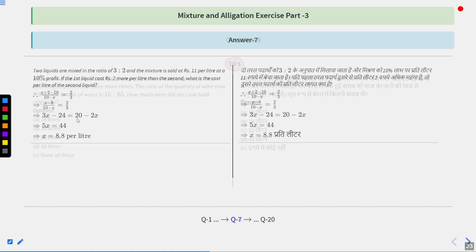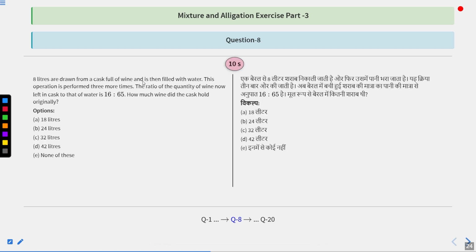Clear? Now next one. 8 liters are drawn from a cask full of wine and is then filled with water. This operation is performed 3 more times. The ratio of the quantity of wine now left in the cask to that of water is 16:65. How much wine did the cask hold originally? You have 5 options and 10 seconds to analyze the question. Your time starts now. Now time's up. Let's see the solution.